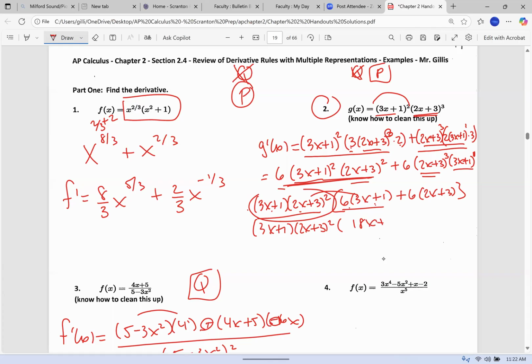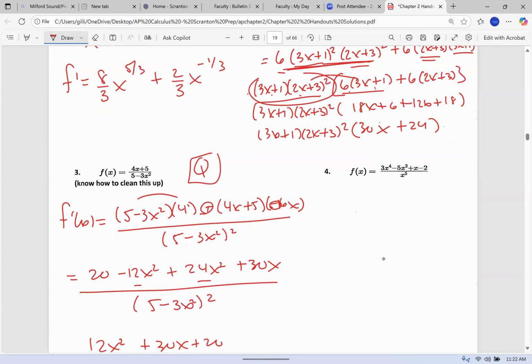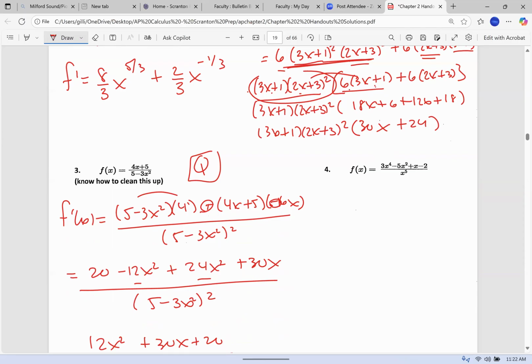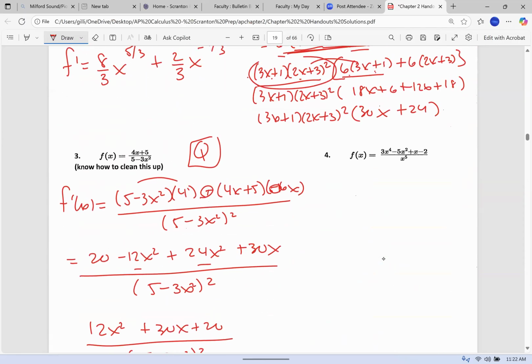18x plus 6 plus 12x plus 18. And that gives me what there, 30x plus what, 24? This is one that we have to know how to clean up. And again, it's not really hard. It's just algebra factoring.